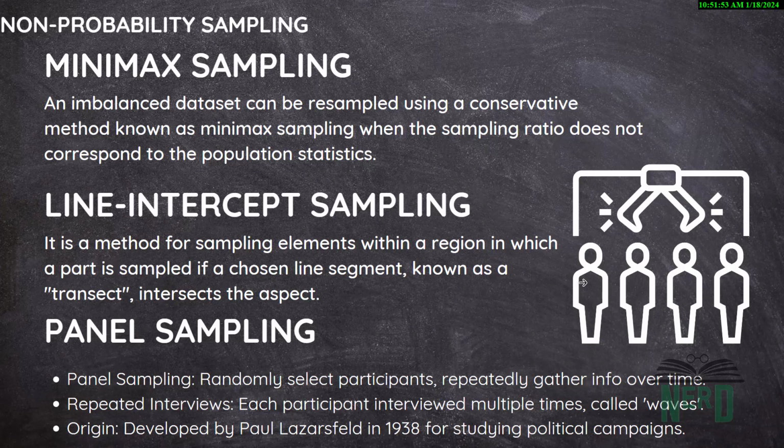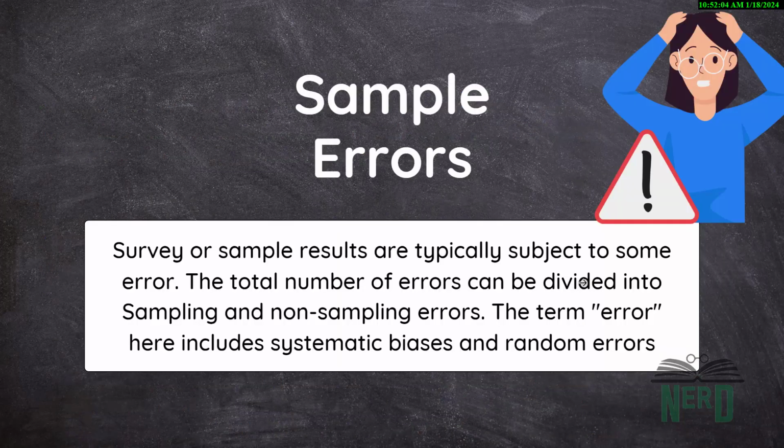So guys, that was all about sampling. We talked about probability sampling and its types. We also talked about non-probability sampling and its types. Now it's time to understand sampling error.